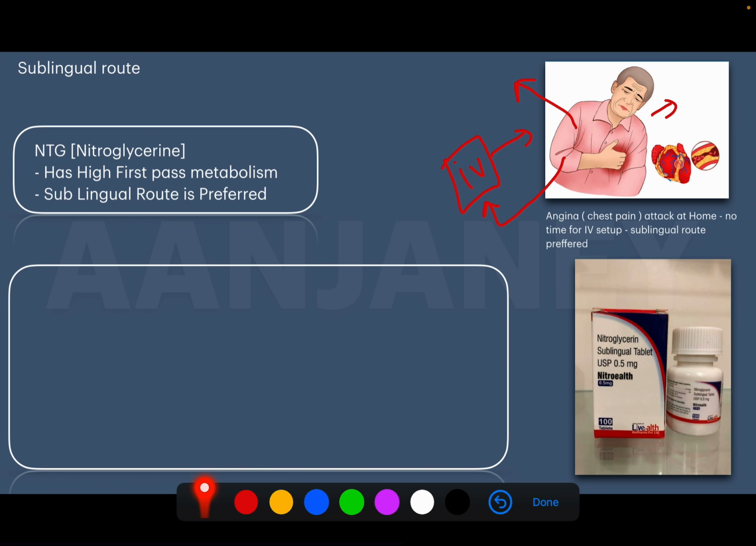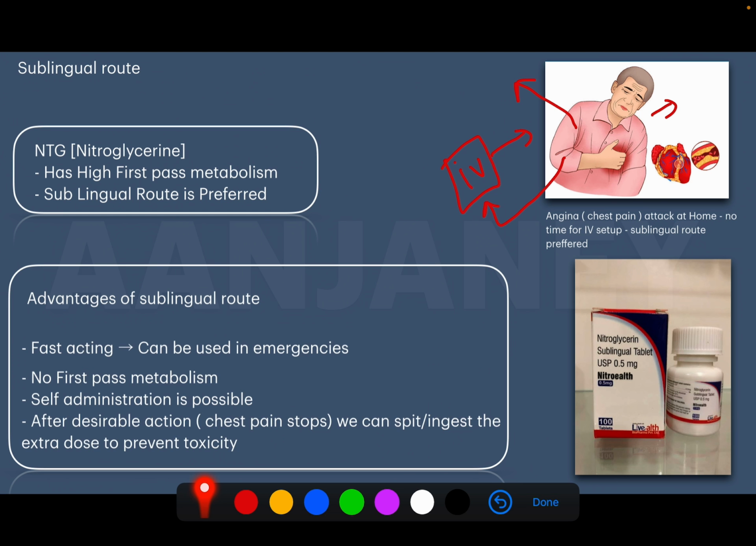So the drug is nitroglycerin, and it had high first pass metabolism when taken orally. So we made it a sublingual route. Sublingual route is preferred. Now what are the advantages of sublingual route? First, it is fast acting, so it can be used in emergencies. It has no hepatic first pass metabolism, and this is the most important. It is self administered, right? He can place the drug below his tongue all by himself.